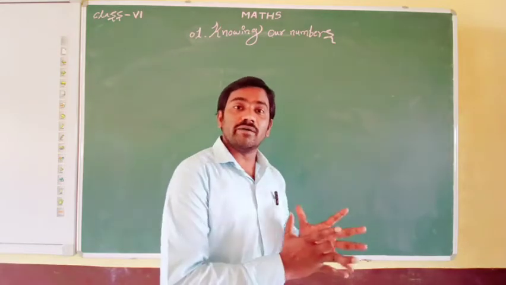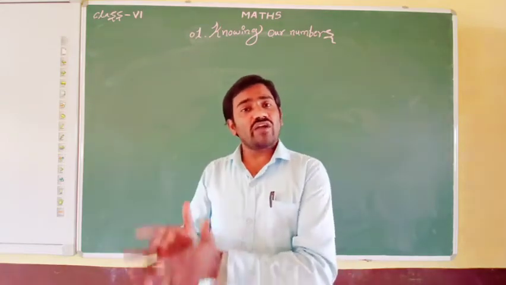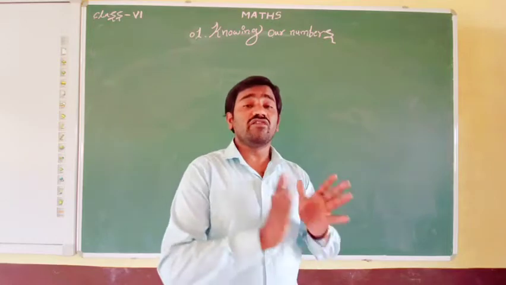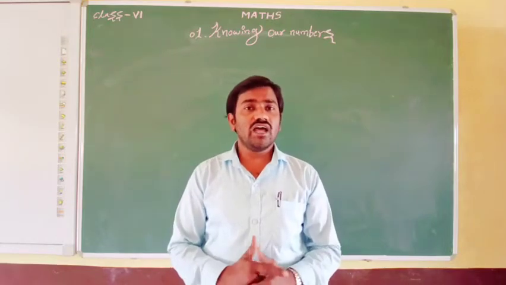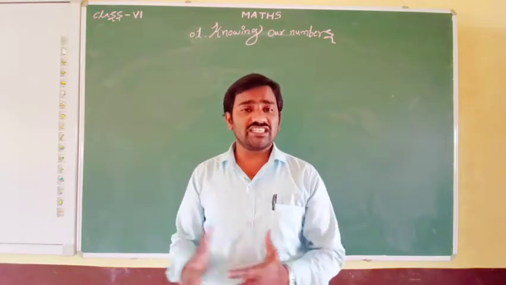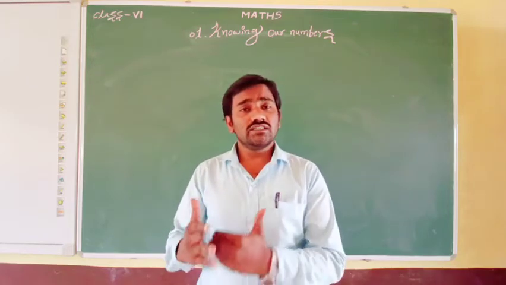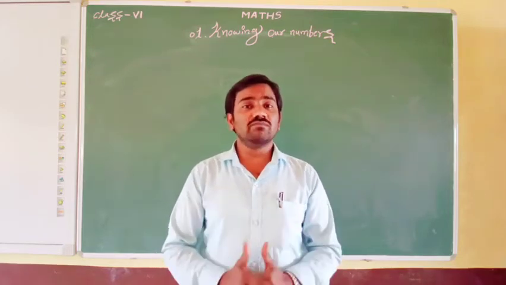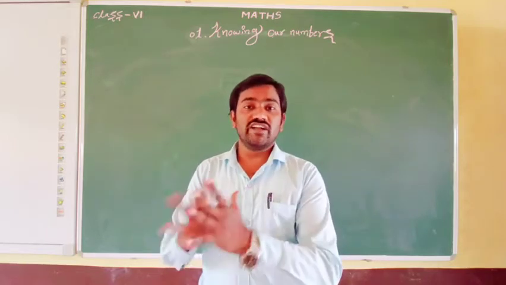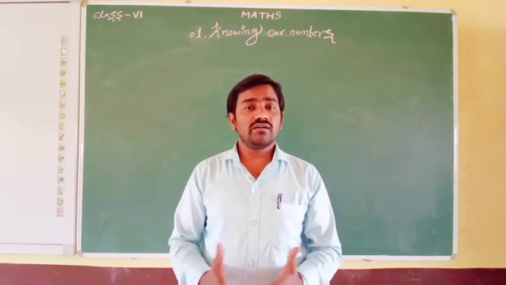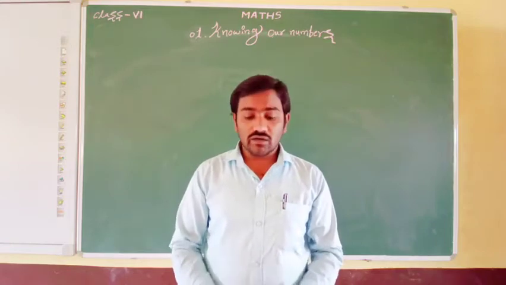If I have given a number, you have to write it in words. If I have given it in words, we have to write it in figures. This is what we are going to learn. And if I have given 4 or 5 digits, making the greatest number and smallest number by using the given digits. So these are the topics we are going to cover in this chapter.